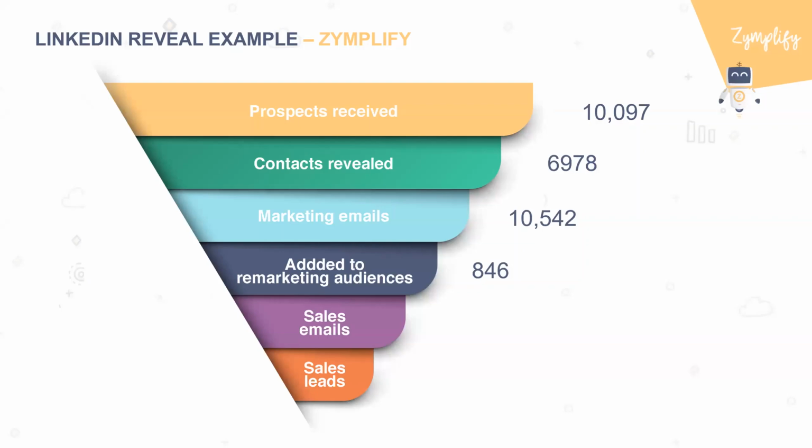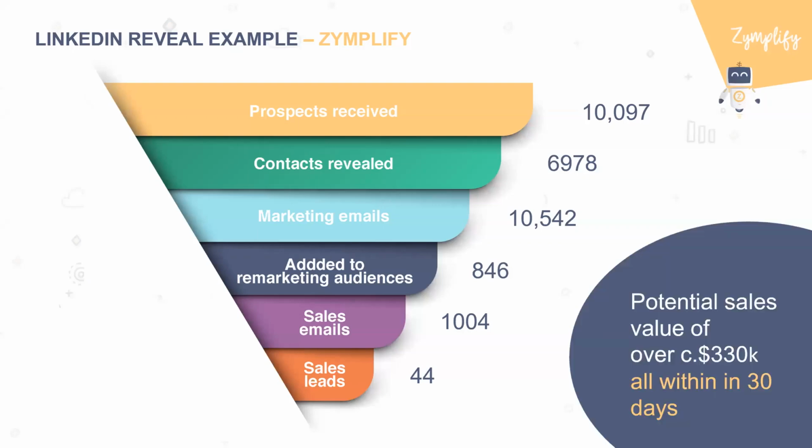So again, we've been sending out Facebook and LinkedIn ads. We sent 1,000 sales emails. And from that has dropped out 44 qualified, and that's the key, qualified sales leads, which is potential sales value to us of over 330,000, and that's all within 30 days. So as you can see, all we're doing is scanning. Once we have everything set up, we're scanning LinkedIn. They just move down the funnel naturally on their own, and then drop the sales leads out at the bottom.